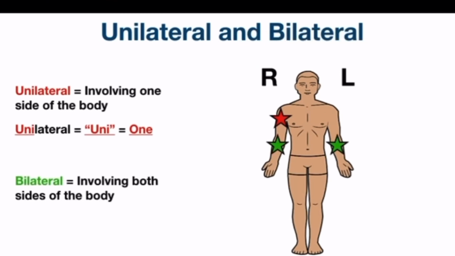Bilateral involves both sides of the body. For example, there could be a rash involving both arms as depicted by the two green stars. This would be a rash to the upper extremities bilaterally. We learned in the medical prefix video that bi means two or double, which will help you remember bilateral involves both sides of the body.